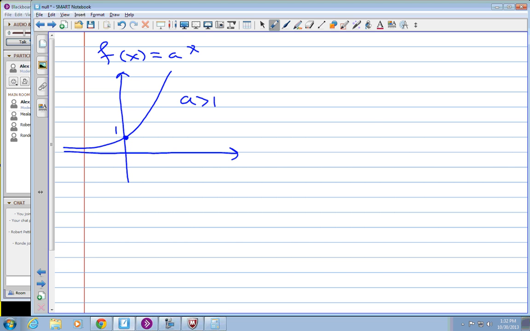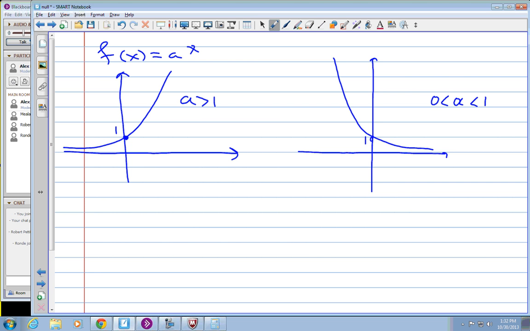Or if a is less than 1, the graph of the function will be flipped over the y-axis. So this is the case where a is positive but less than 1. What? Yeah, because you get some number to the power 0, so it's always going to give you 1, regardless of what the base is. Whether it's 10 to the power x or whatever, you're still going to hit it at 1.